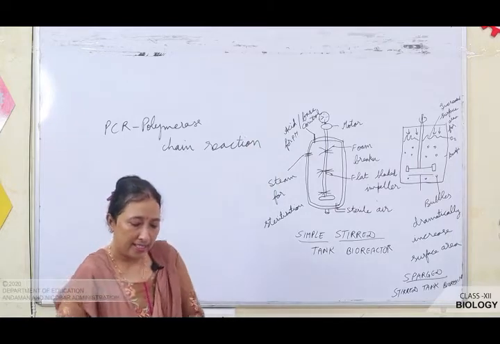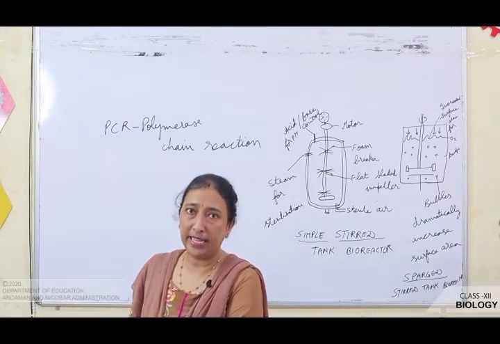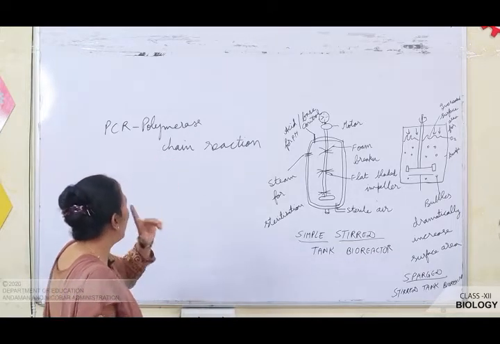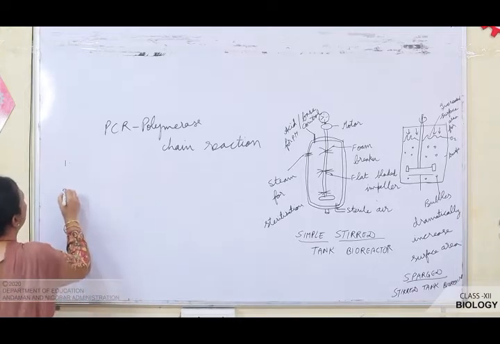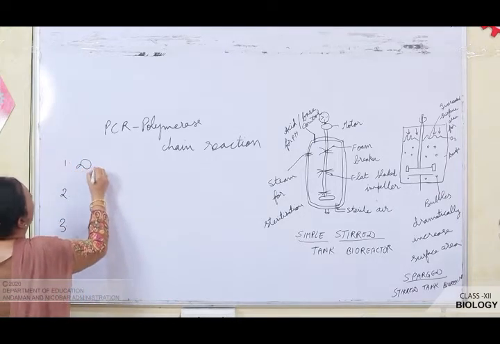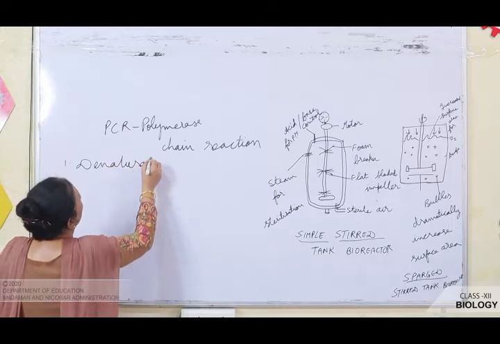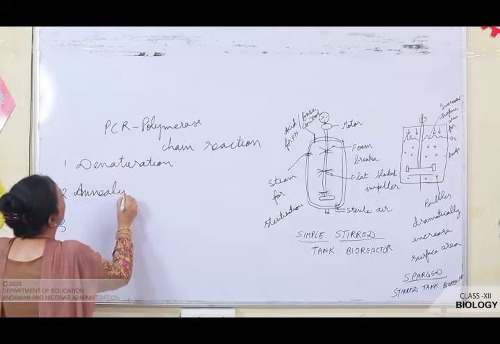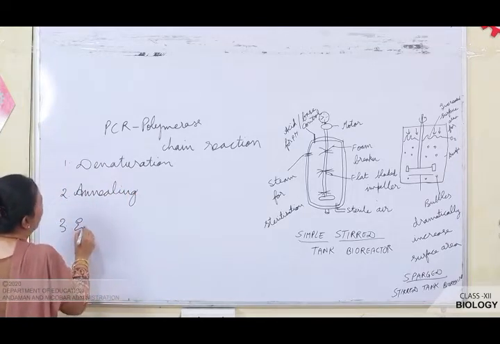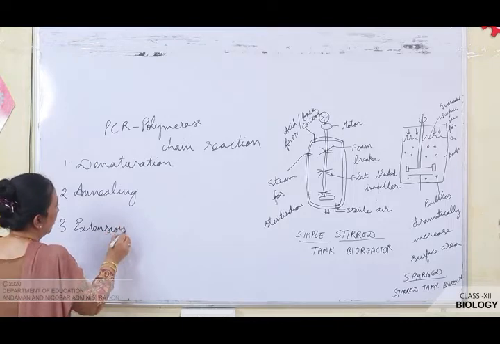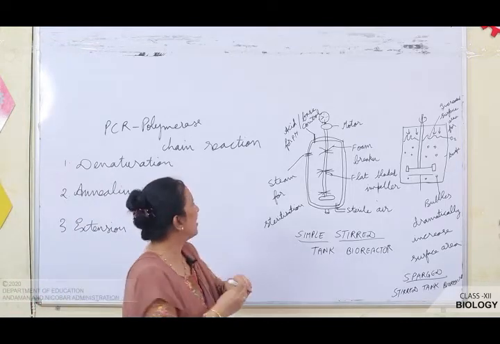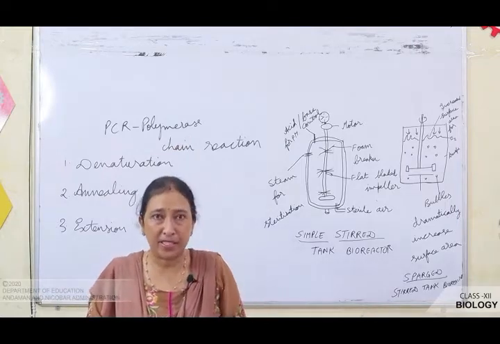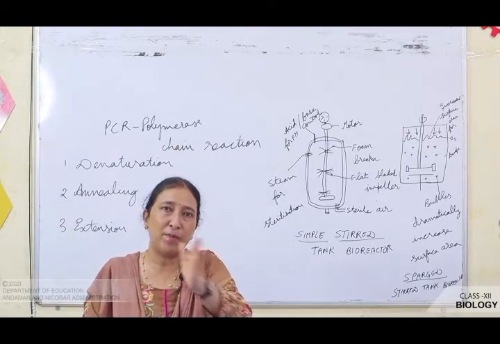Why do we need PCR? We know that we can go for DNA cloning and recombinant DNA technology, but in the polymerase chain reaction, it takes place in 3 steps: denaturation, annealing and extension. As we can see from the name itself, it is polymerase chain reaction. That means an enzyme is required, and a chain reaction means it will be produced continuously.